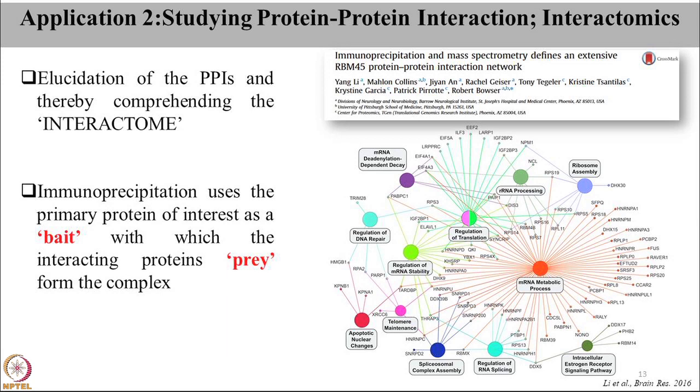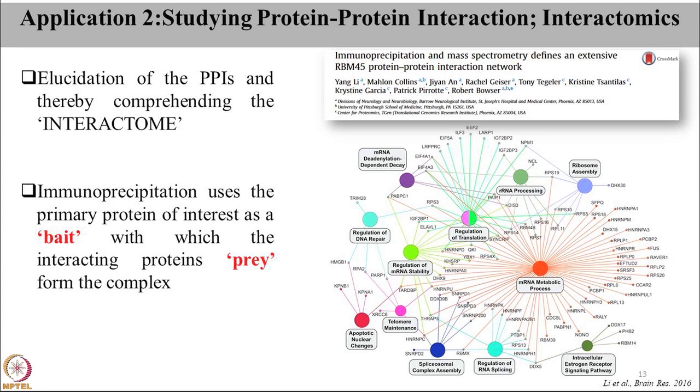Exactly this is what we can achieve by doing an interactomic study. We will get to see the PPIs, or protein-protein interactors. In this way, we can map the whole interactome using IP-MS. In the first slide, I had mentioned that the protein of interest can be used as a bait, to which the various interactors will come and bind. And so you can identify the direct interactor.